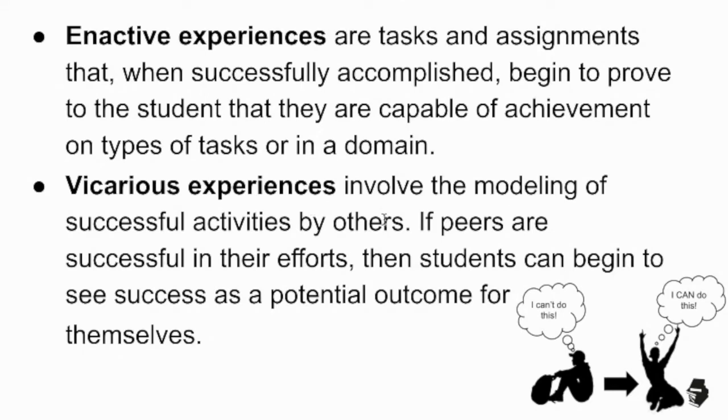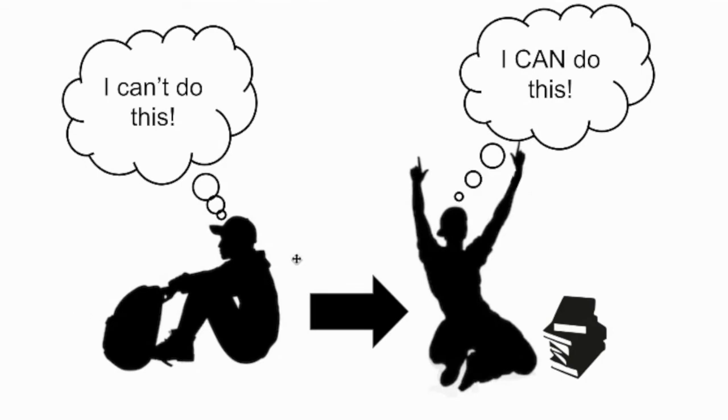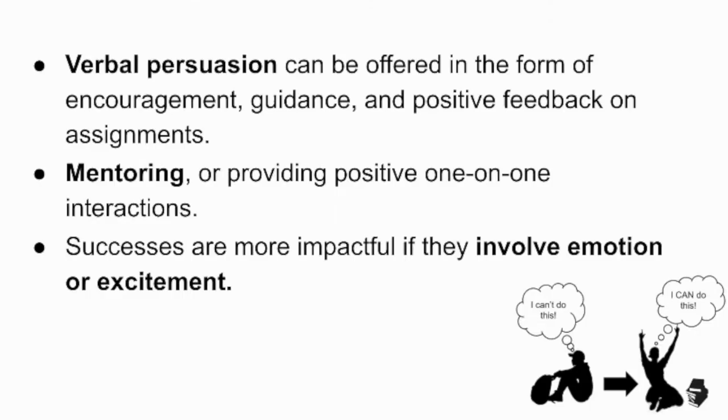We can also consider vicarious experiences. These involve modeling successful activities that are completed by others. The idea is that if I look at my peers and see that they are successful in their efforts, well, as a student, now I might be able to begin to see success as a potential outcome for me. Other suggestions for helping students move from this type of mindset to this type of mindset include verbal persuasion. And this is what we offer up in the form of encouragement, guidance, and positive feedback on student assignments.